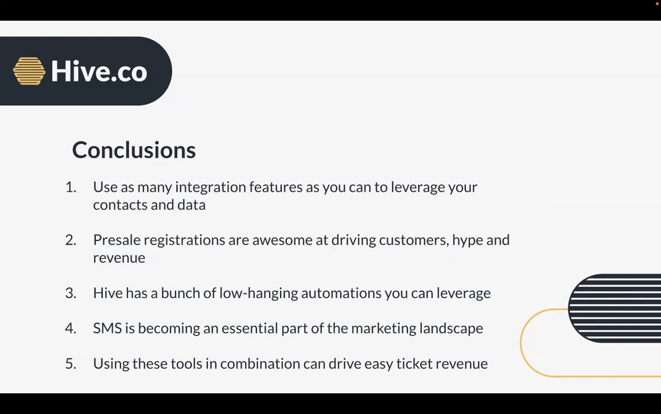Three, in Hive, we have a bunch of low-hanging automations that you can leverage, and a lot of them are fairly straightforward to set up. It can take a little bit of a day, but you can get them done, get them out there, and then let them start making you money. Four, SMS is becoming an essential part of the marketing landscape. Building out your SMS list and seeing the benefits of having a well-worked SMS list is essential. And then last, with the customer story, just combining all of these different tools together is a really easy way to drive good ticketing revenue.